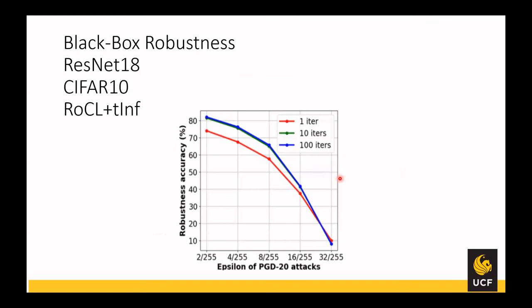Then the authors looked at the black box robustness of a ResNet 18 using CIFAR10 data on PGD attacks with different numbers of iterations. What they show here is for an epsilon of 2, one iteration has about a 75% robustness accuracy on this ROCL plus transformation classifier. But when we increase the iterations to 10 or 100, we get a higher robust accuracy of over 80%. And you can see that for every single epsilon value here.